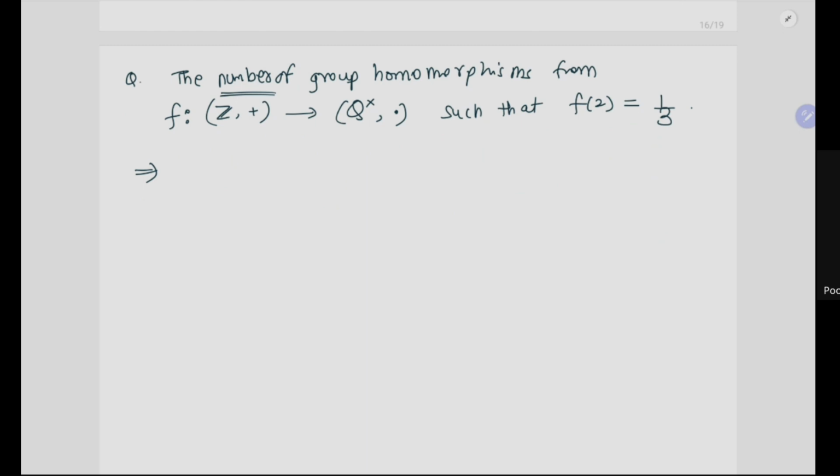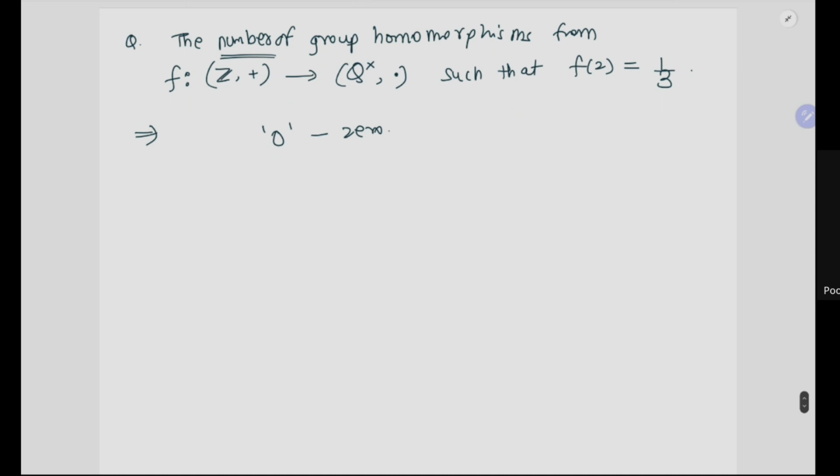Zero, I think. Yes, it is 0. Can we say why such a function does not exist, or why such a group homomorphism does not exist? We can use properties of group homomorphism. That is, f of 2 can be written as f of 1 plus 1, which is f of 1 square, right? We are now in Q star. Everything is happening in Q star.